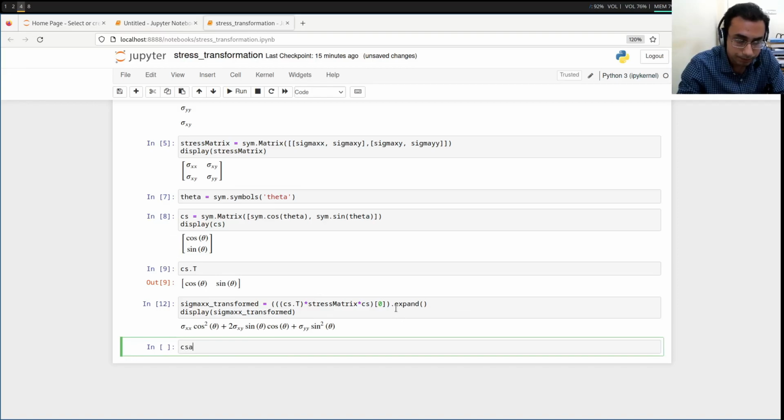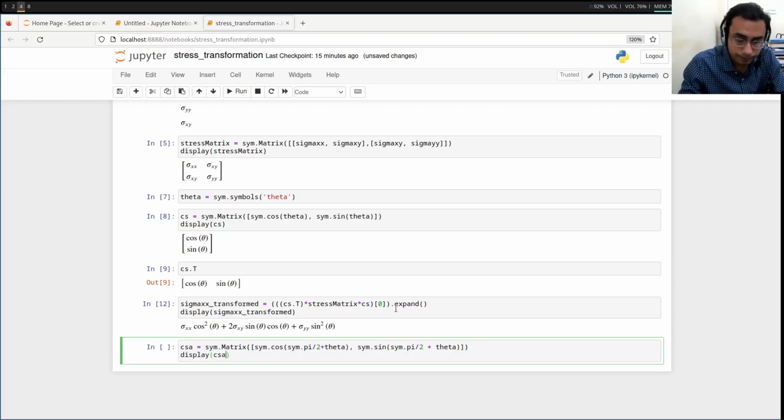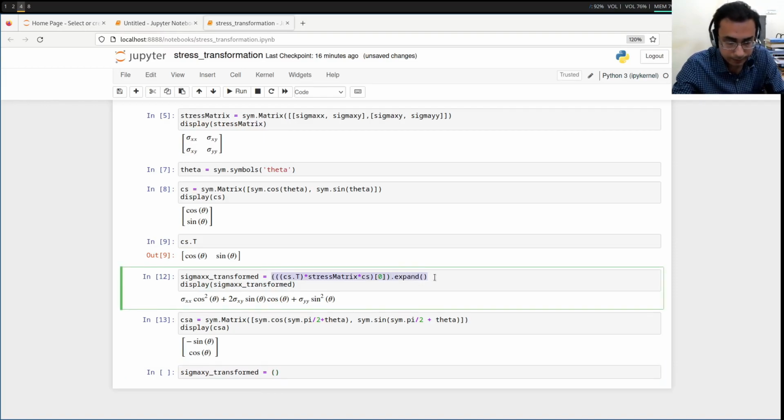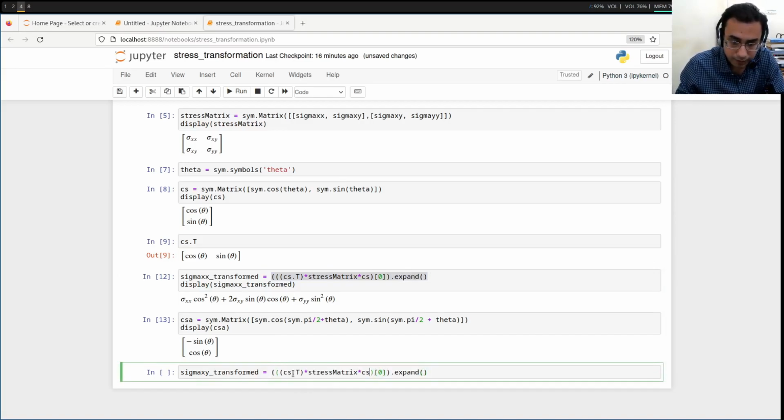And we can have similarly the sigma xy version of this. So if I define it like sym.Matrix, sym.cos(sym.pi/2 + theta), comma, sym.sin(sym.pi/2 + theta). So I'm making a column matrix out of theta plus pi by 2. And let's display this thing also. So minus sine theta cos theta, and all that I'll do for the sigma xy transformed is to write this as I'll just repeat the same thing that I had written here, except I'll substitute the second one with a CSA matrix, this one. Let's see if this thing has worked.